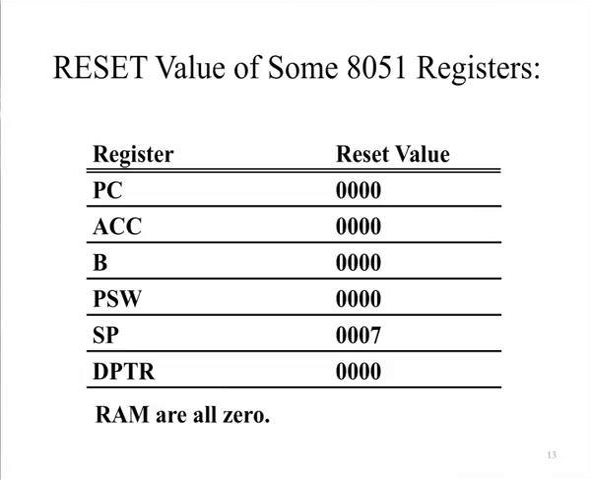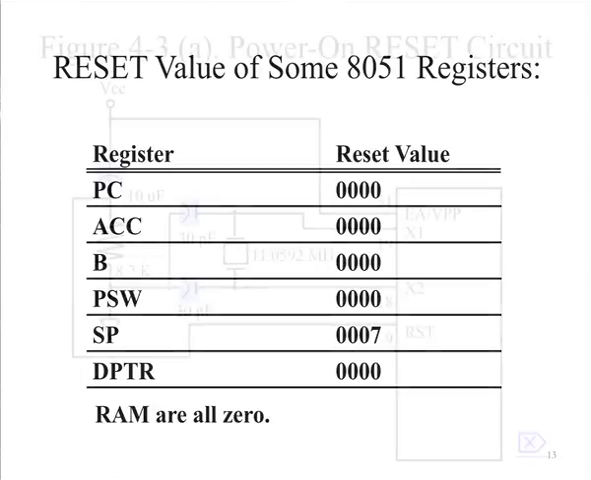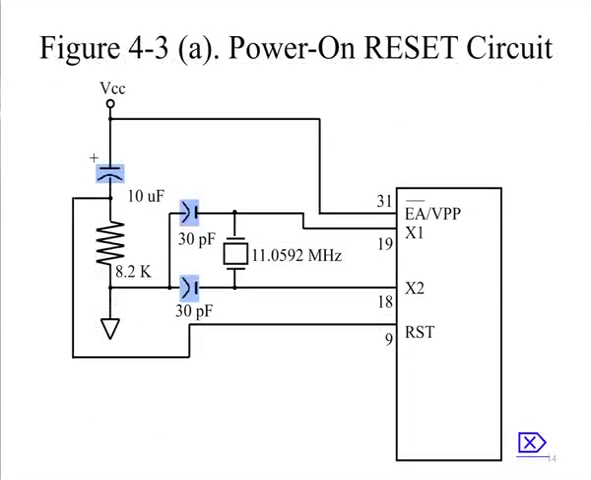PSW, that is the program status word, its value is 0000. SP, its default value is 0007. DPTR, it is known as the data pointer register, again its value is 0000, and all the RAM values are also 0 by default.